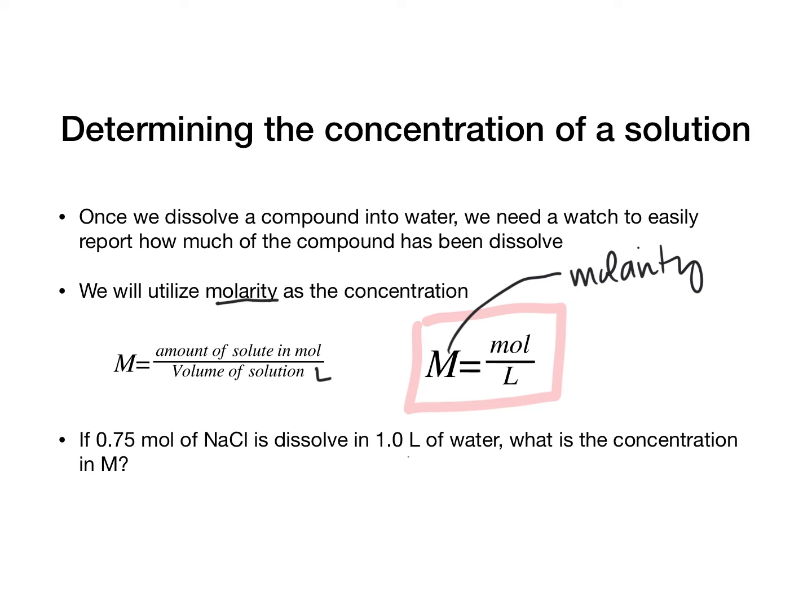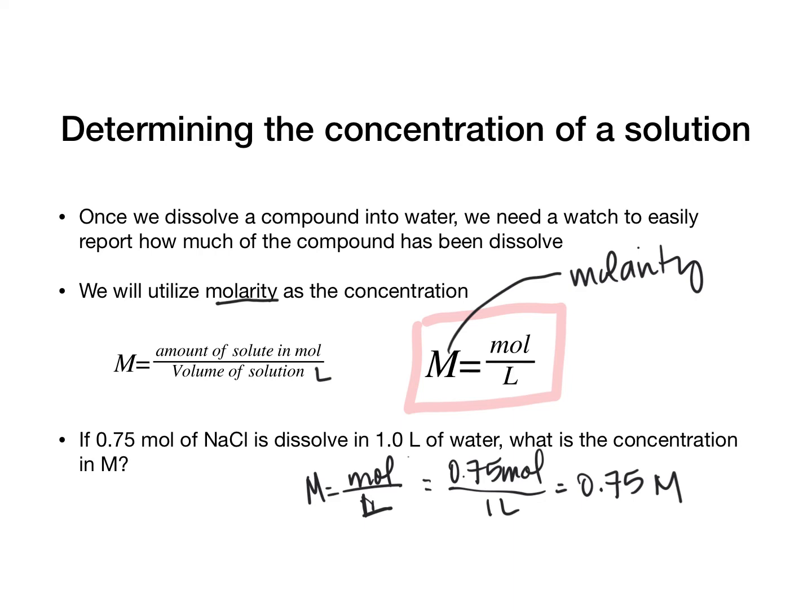So let's think about an example here. If 0.75 moles of sodium chloride is dissolved in 1 liter of water, what is the concentration in molar? We're going to take our moles, so M equals moles over liter. We take our 0.75 moles and divide that by 1 liter, and in this case, I'm going to get 0.75 molar. So provided we can determine the moles and we have a volume, we can determine the molarity or the concentration for any type of solution.